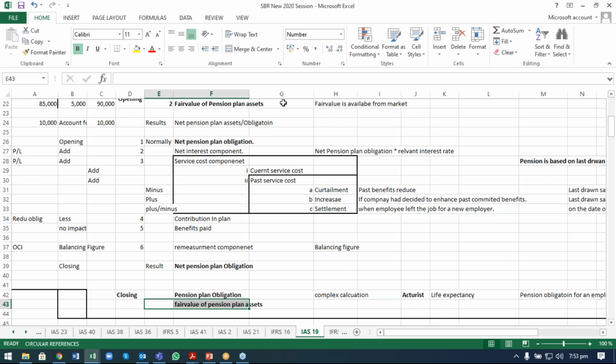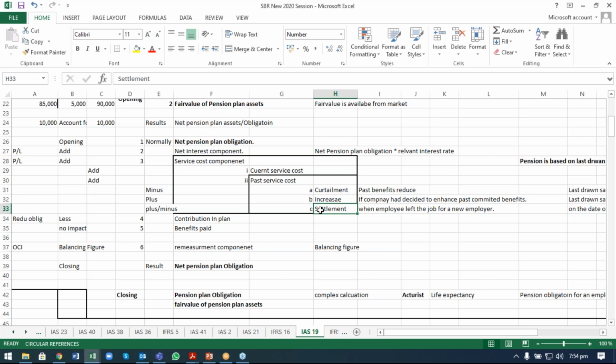So once you are making up these calculations, you take the opening value of the pension plan obligation plus the interest component, you add the current service cost component, you deduct curtailments with respect to past service cost, you add any increase in past commitments of the employer, and you deduct any settlement. Either you need to deduct it or you need to add it. Settlement means there is some obligation of an employer with respect to an employee. If an employee has left the job and moved to a new employer, then you have to pay him off based on the current situation.